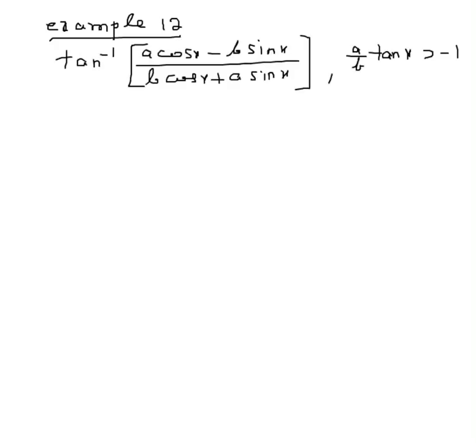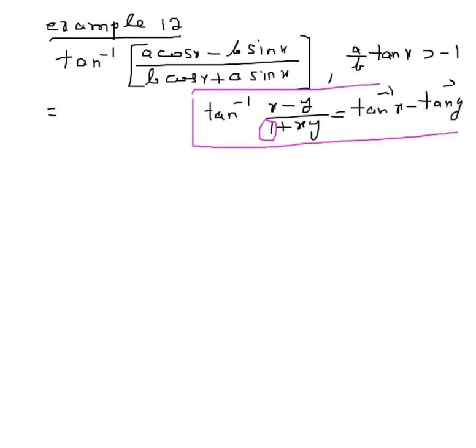Example 12. Simplify. This is the given question. Now to use the formula of tan inverse of x minus y by 1 plus xy, which is tan inverse of x minus tan inverse of y, here we need 1. So to get 1 here, let us divide by b cos x.